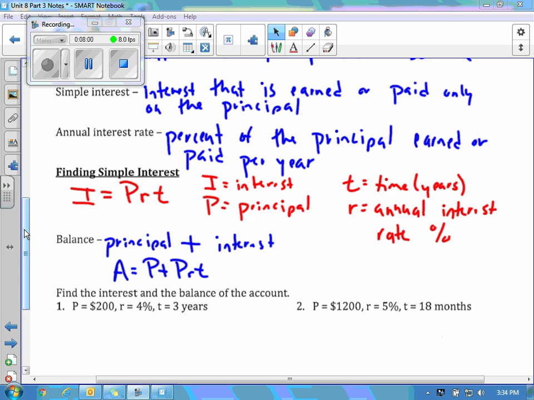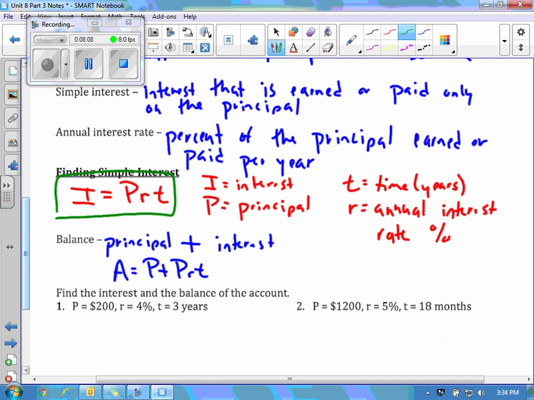So if you look down here in red, it says finding simple interest. So the equation to find simple interest is I equals PRT. I stands for interest, so what you're trying to find. P is the principal, which is the amount of money either you borrow or you deposit. R is the annual interest rate, which is always a percent. And T is the time, the amount of time. We always put that in years.